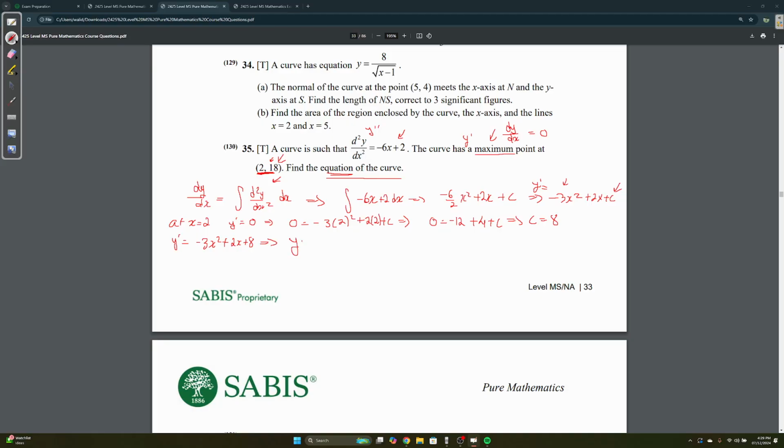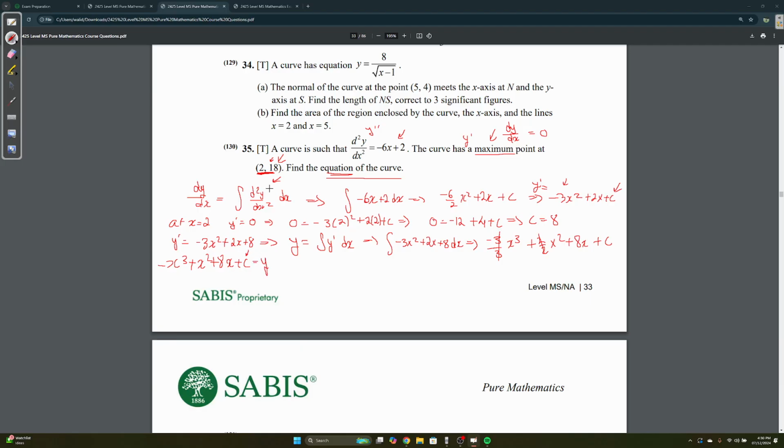So again, you're going to write another integral. y is equal to the integral of y prime dx. Or you can say y is equal to the integral of dy over dx dx. So it's going to be the integral of minus 3x squared plus 2x plus 8 dx. Always remember to put the dx on if you're writing an integral. Okay, so you continue. The integral will be minus 3 over 3 x cubed plus 2 over 2 x squared plus 8x, right? Plus c. This cancels, so you're going to be left with negative x cubed plus x squared plus 8x plus c is equal to y.